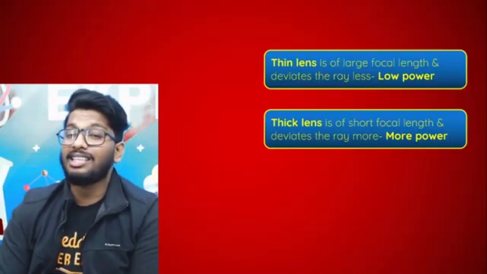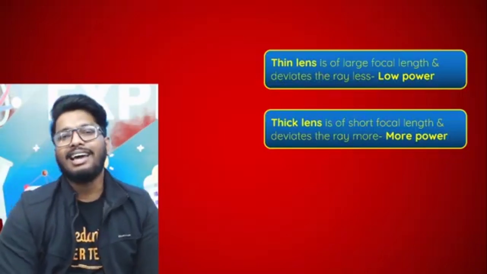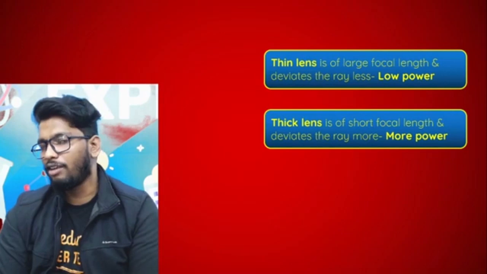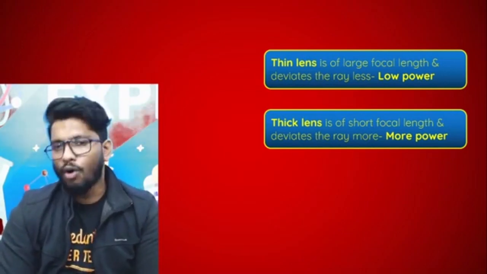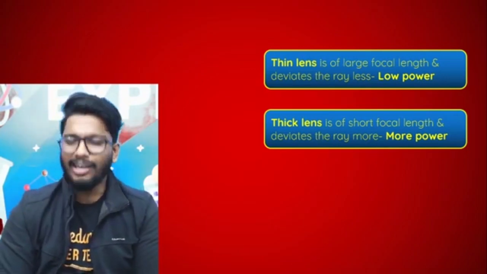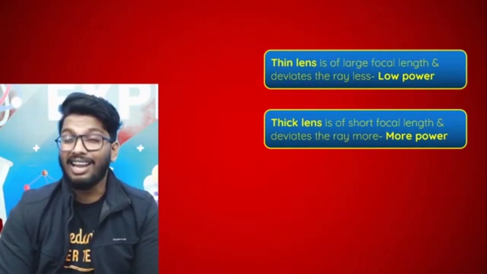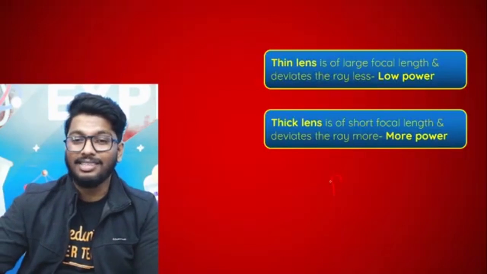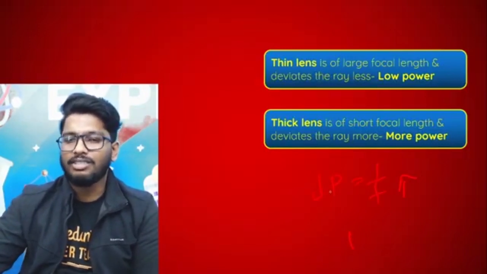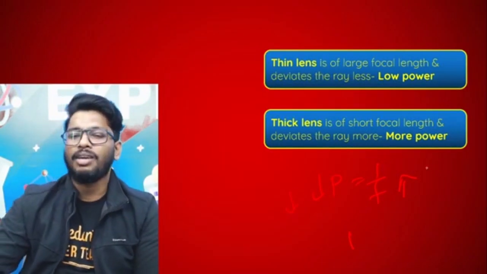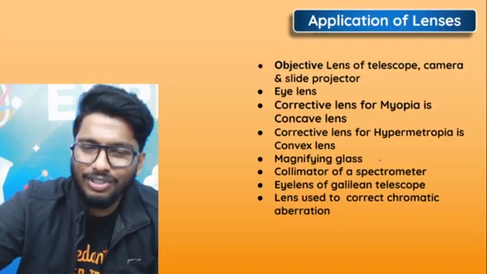Alright guys, so if you talk about a thin lens, it has low power, which means that it has a very large focal length, and it deviates the ray of light less. In the case of a thick lens, it would have more power because it can deviate the light more, and more importantly, it'll have lesser focal length. Again, P is equal to 1 by F, so if F is more, P is going to be less. If P is less, then F is going to be more. So that's it. Inversely proportional, that's what I'm trying to say.